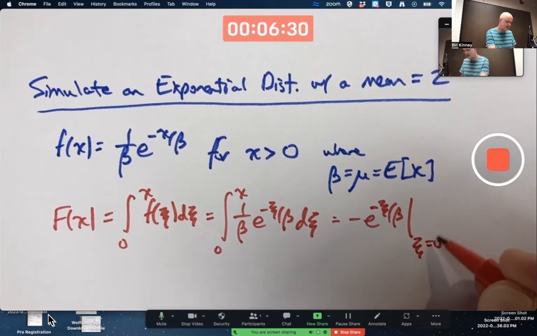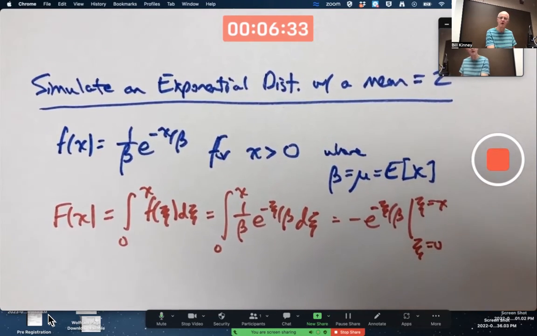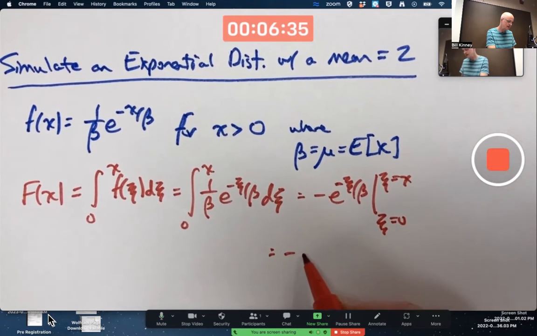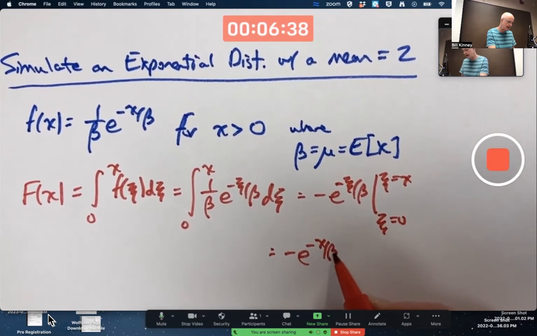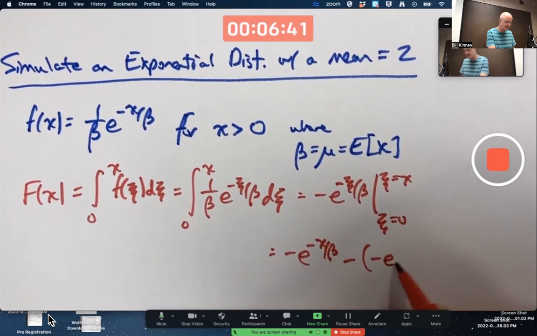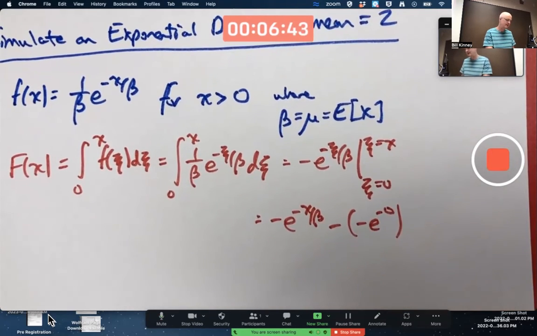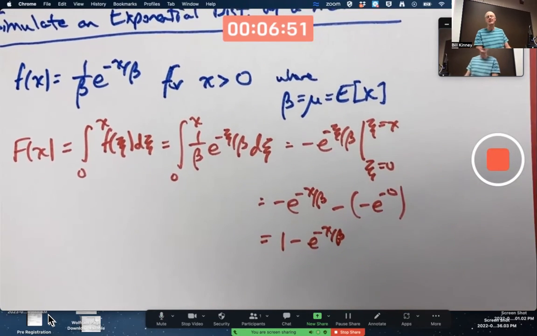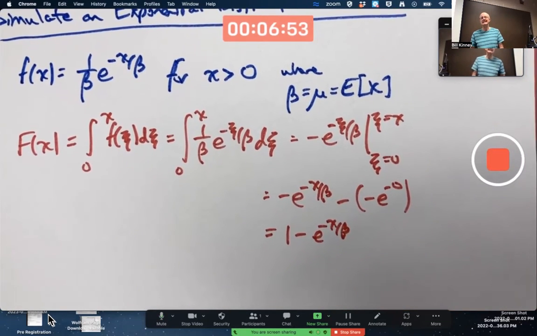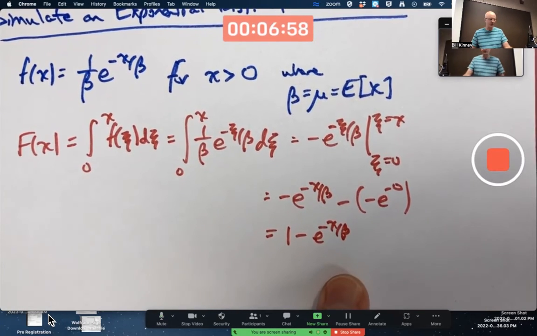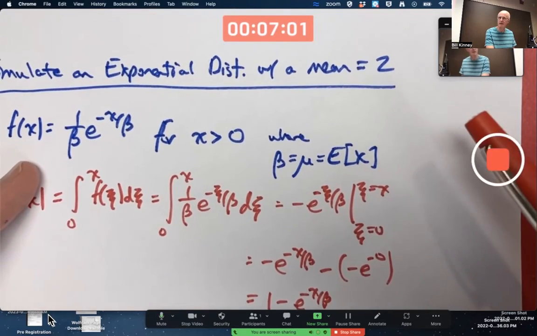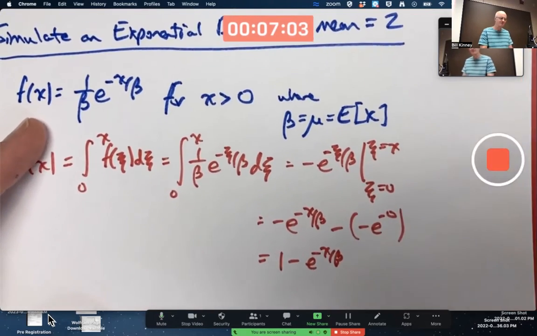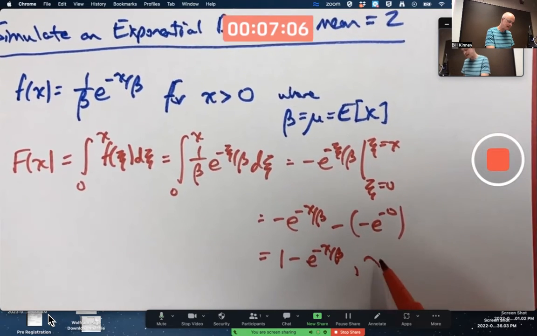Xi goes from 0 to x. Okay, now we need to go back to using x. So we get e to the negative x over beta minus negative e to the negative 0. E to the 0 is 1. Two negative signs make a plus sign. This becomes 1 minus e to the negative x over beta. So that is the CDF of an exponential distribution with mean beta. For our example, we want the mean to be 2, so beta would equal 2 for us. Once again, this is for x greater than 0.